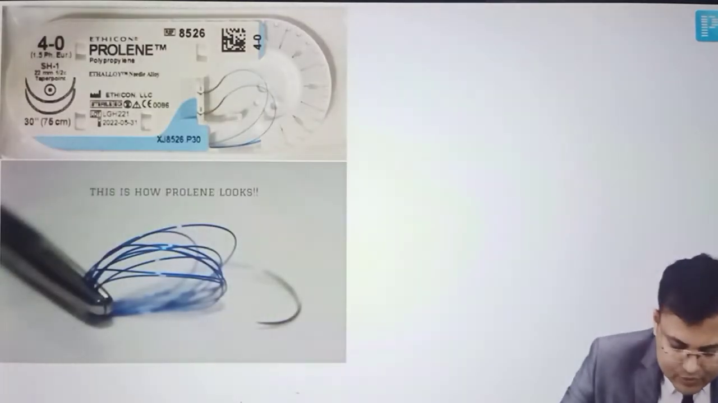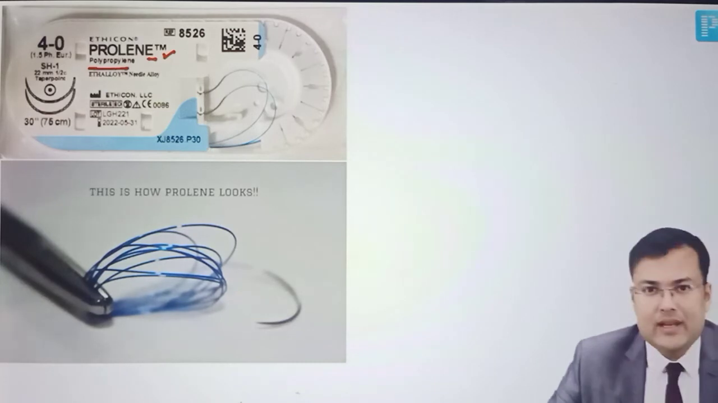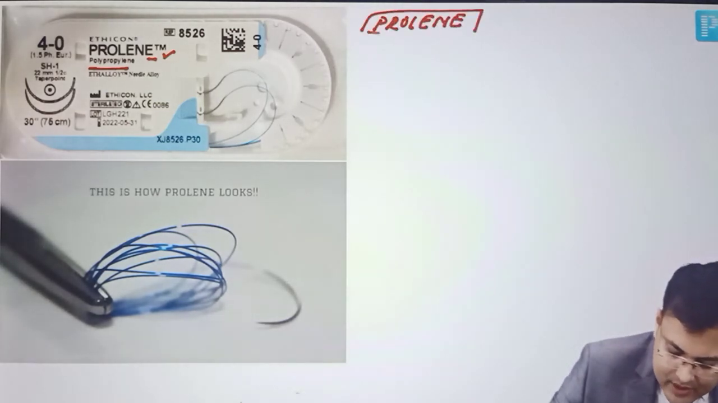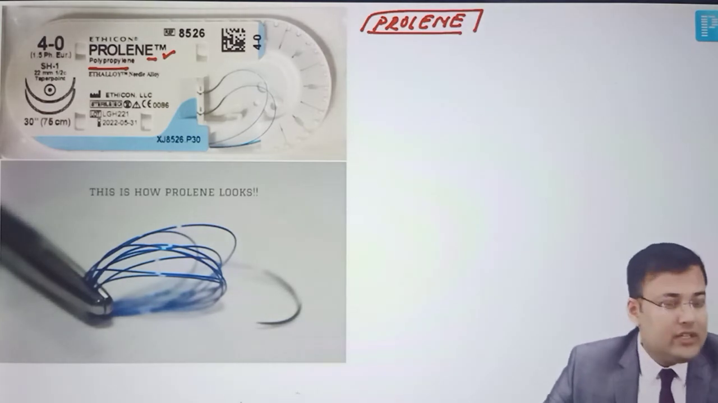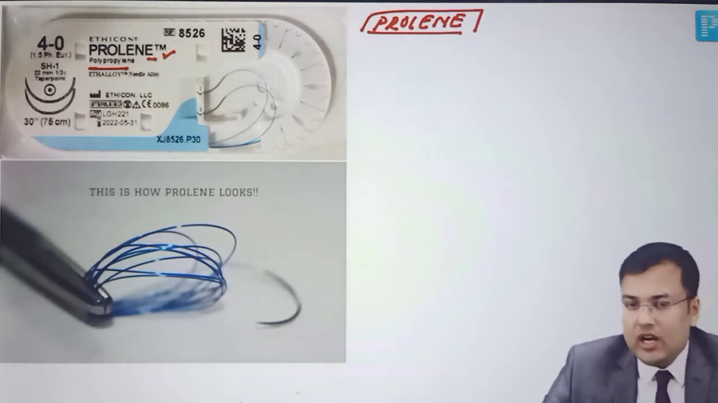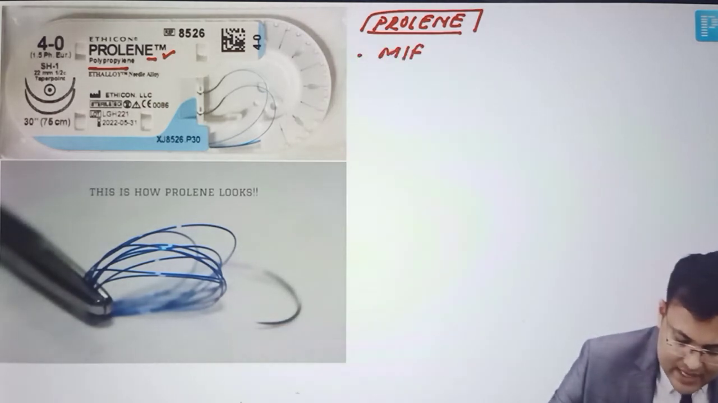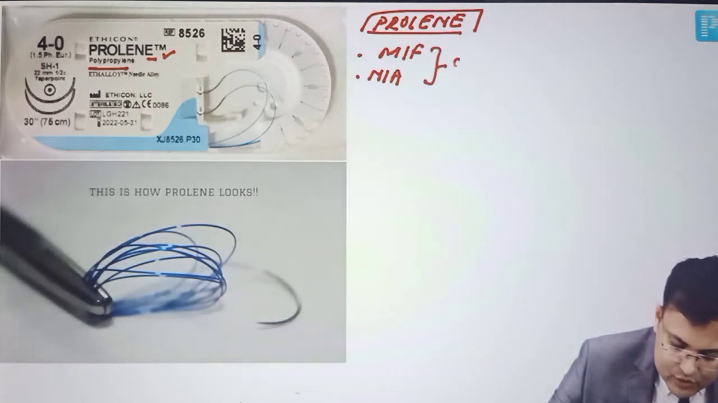Now see, what's the name of this suture? Can you see here? It's Prolene and it's written polypropylene. So the name is Prolene, also known as polypropylene. Is it monofilament or polyfilament? It is monofilament. Absorbable or non-absorbable? This is a non-absorbable suture. So this is a monofilament, non-absorbable suture.